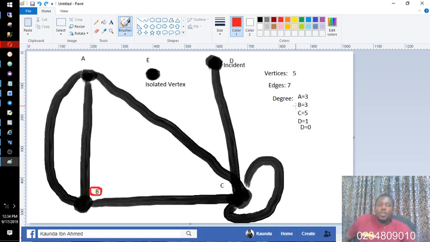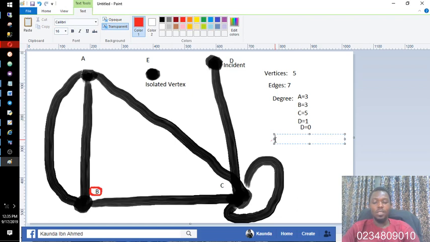Now, in describing it, there's another thing you have to list, like the set of vertices. We know the vertices are 5. So what are they? This is the set of vertices. The vertices are A, B, C, D, and then E. That's all. And then the set of edges.